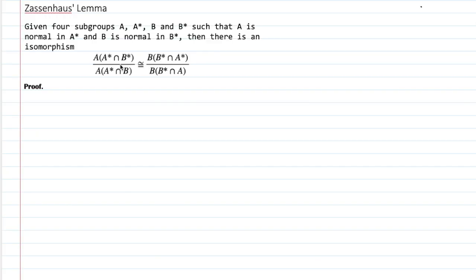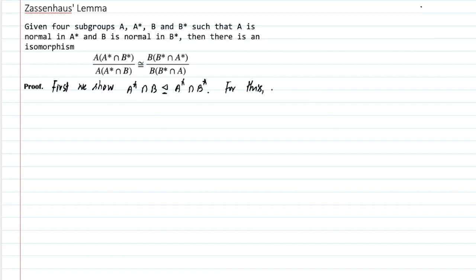So before proceeding towards proving the isomorphism of these two groups, we must show that the denominator of these expressions is a normal subgroup in the numerator of this expression. So our first step is to show that A into A star intersection B is a normal subgroup of A into A star intersection B star. But here we can obviously see that A is always normal in A, so we are only required to show A star intersection B is a normal subgroup of A star intersection B star. So this shall be our first step. First we show A star intersection B is a normal subgroup of A star intersection B star.